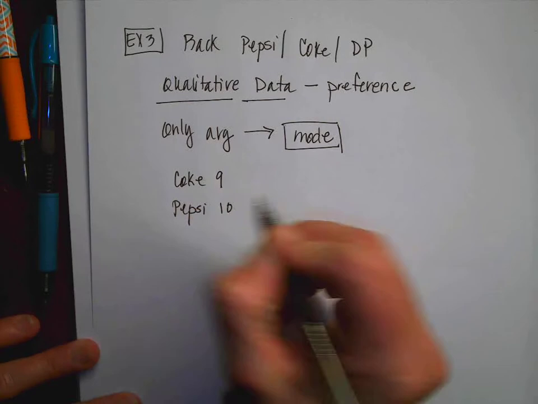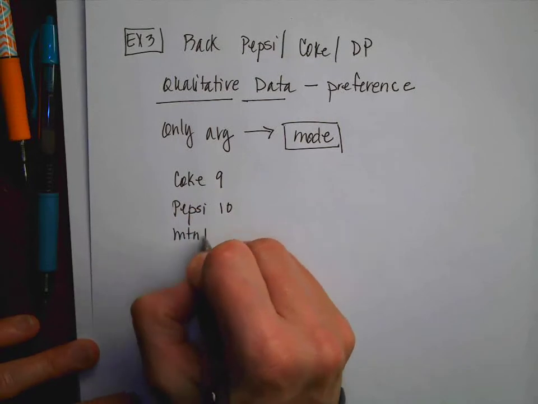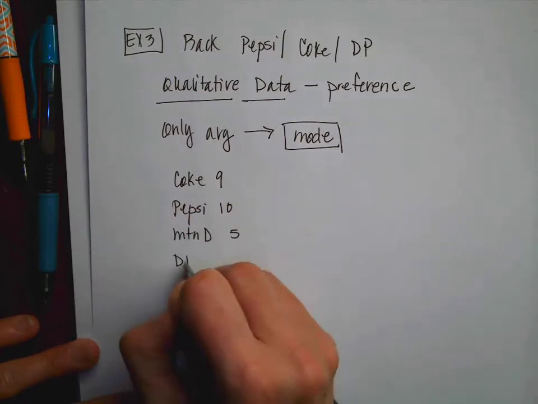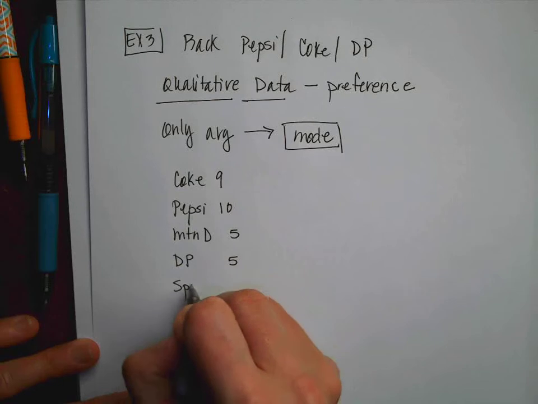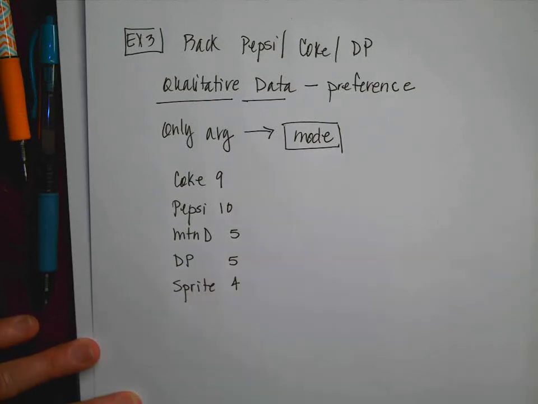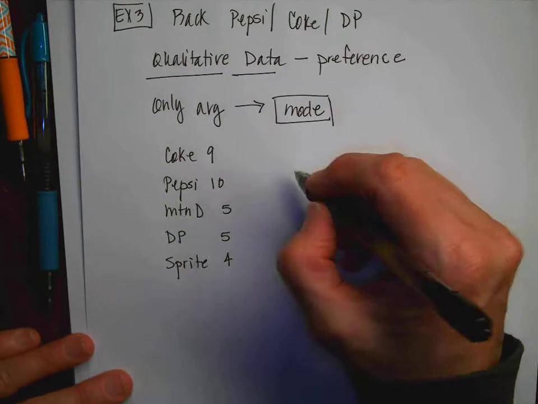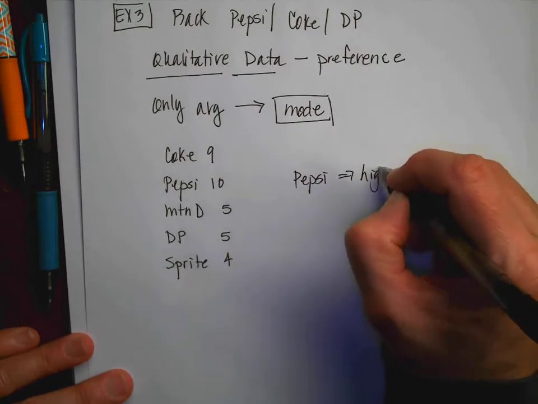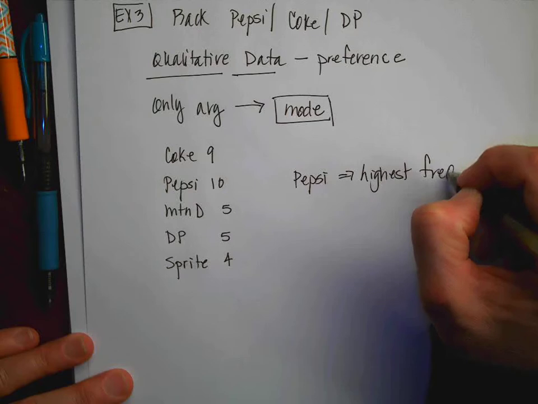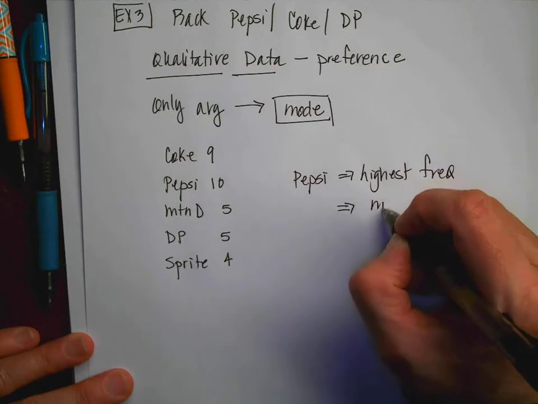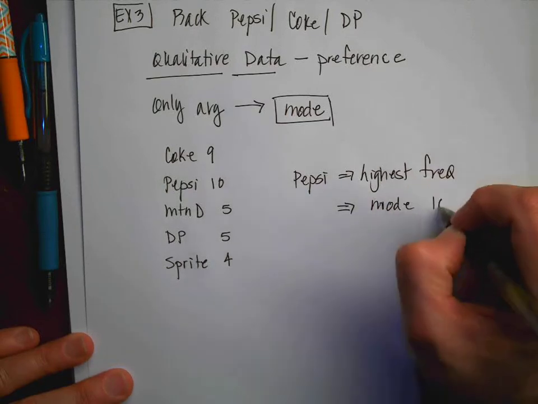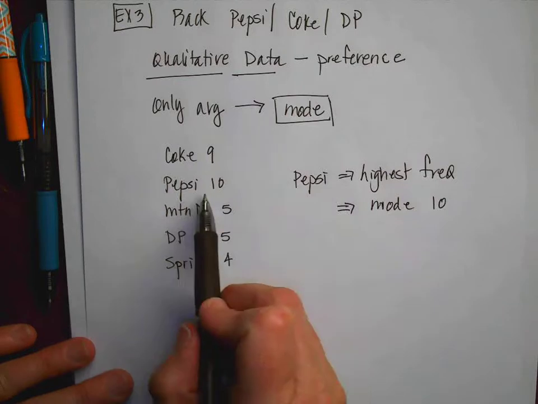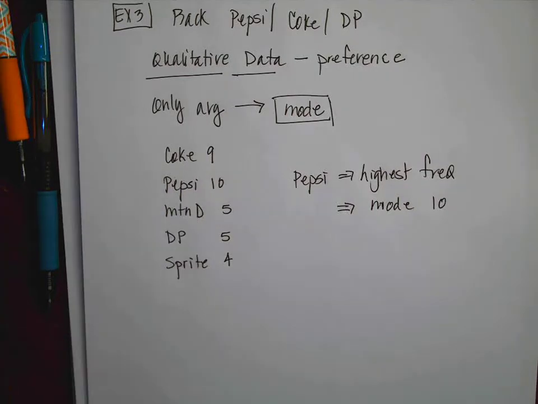And so we had, if you'll remember, Coke, we had 9, Pepsi, we had 10, Mountain Dew, we had 5, Dr. Pepper was 5, and Sprite was 4. And so Pepsi had the highest frequency. So therefore, our mode would have been 10, okay? Because Pepsi is the one that occurred the most often.